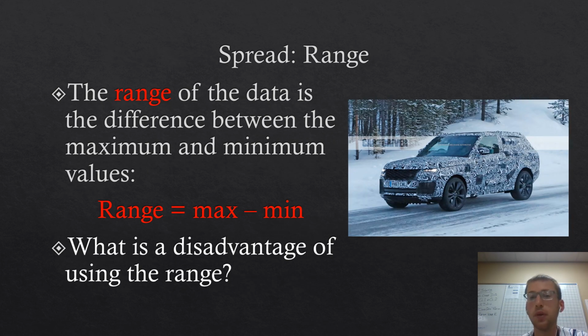So one way that we can measure spread is through the use of the range. The range is simply the difference between the maximum and the minimum values in our data set, okay? So if we're talking about test scores in an abstract algebra class, let's say the highest score was 100%, lowest score was 5%, we would just take 100 minus 5, meaning that our range is 95%. What I want you to think about is what is a disadvantage of using the range? Think about that for a moment.